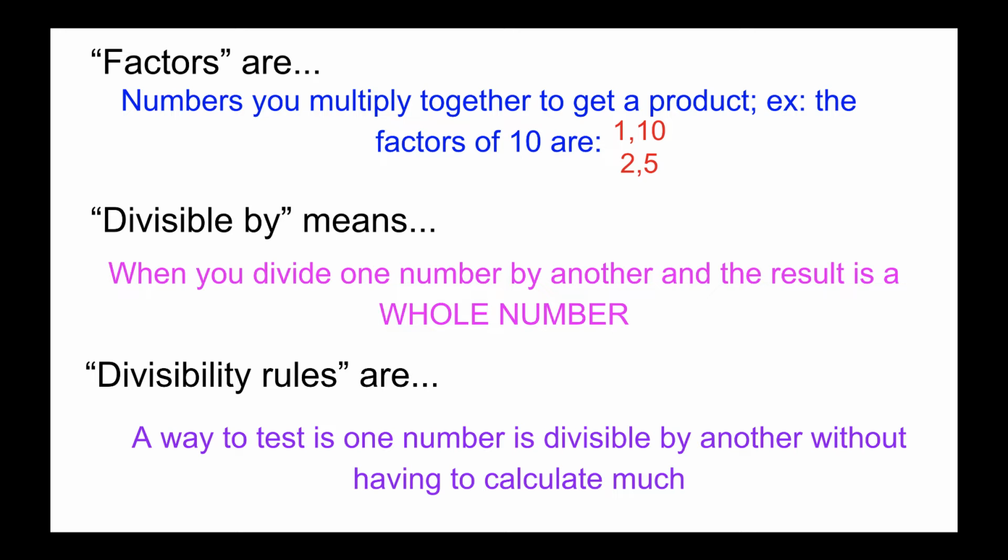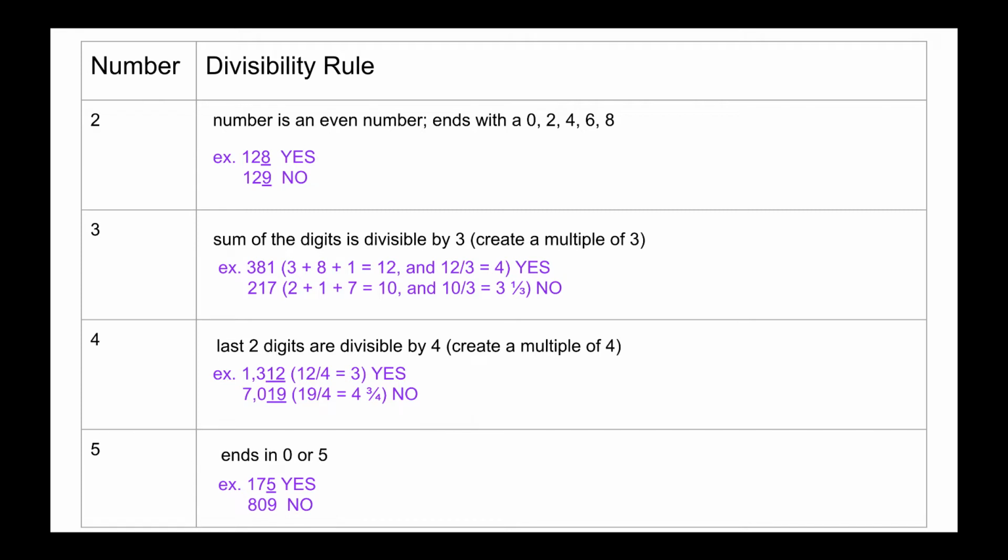Divisible by means when you take a number and you divide it by another number, the result is a whole number, meaning you don't have a remainder. Divisibility rules are a way to test if one number is divisible by another without having to use a calculator or without having to do much calculating at all. So we are going to remind ourselves of the divisibility rules for the following numbers: 2, 3, 4, 5, 6, 9, and 10. Find note sheet 2.1 titled Divisibility and GCF.